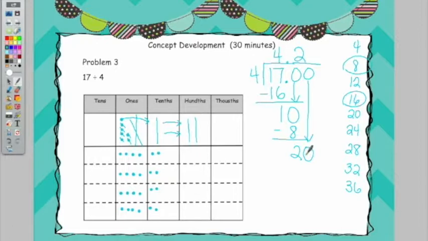Okay, which multiple, Lainey, am I going to use over here that's closest to 20 without going over? 4 times what equals 20? 5. So 4 times 5 equals 20. And do I have any left over? No. Got to cross that off.